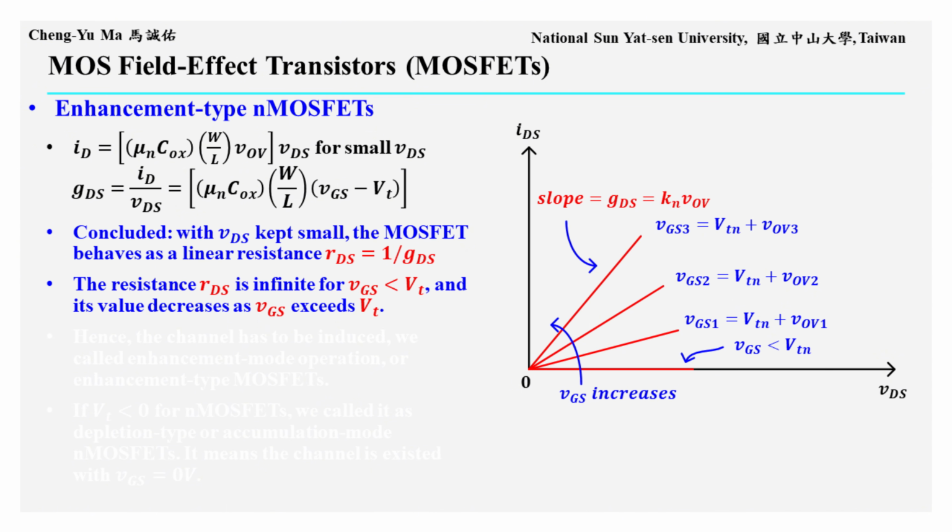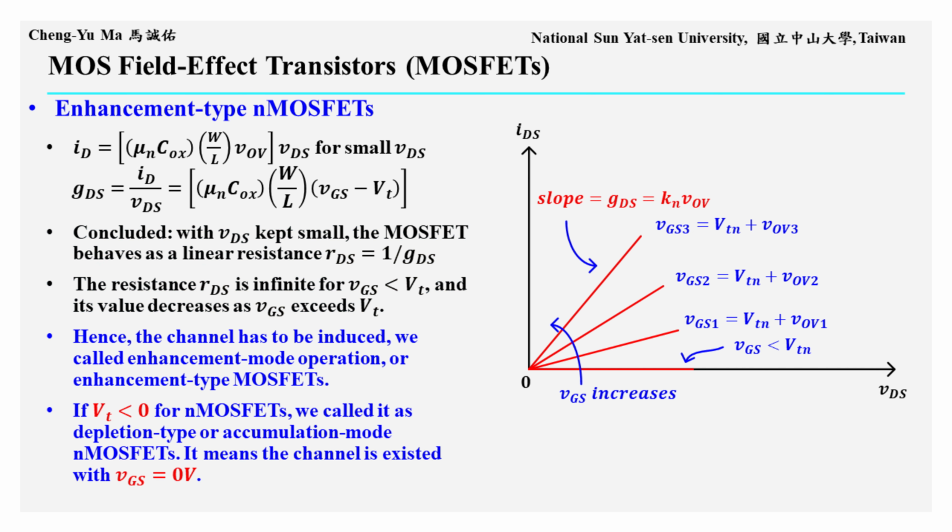However, when V_GS is below V_T, no inversion channel is formed, so ideally there is no conducting current and the channel resistance is infinite. Because a conducting channel must be induced by a sufficiently large V_GS, this type of MOSFET is called an enhancement type or enhancement mode MOSFET. If an NMOS device has a threshold voltage below 0 volts, then the channel already exists even when V_GS equals 0. That type of device is called a depletion type or accumulation mode NMOSFET.